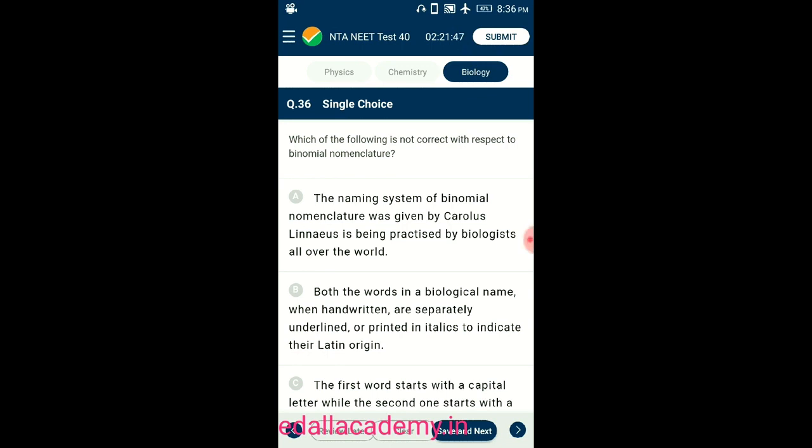Biologists follow universally accepted principles to provide scientific names to known organisms. Each name has two components, the generic name and specific epithet. This system of providing a name with two components is called binomial nomenclature. The first word in a biological name represents the genus, while the second component denotes the specific epithet.